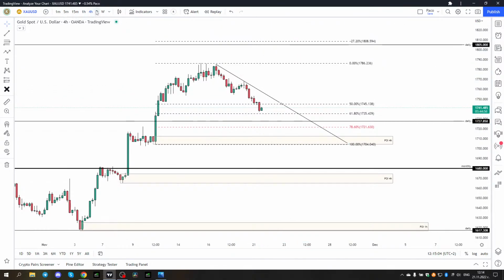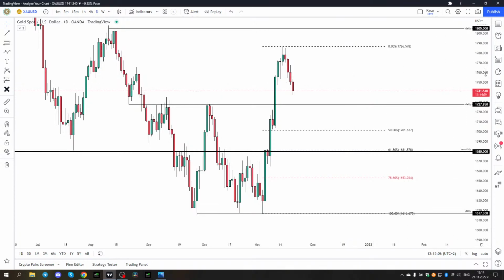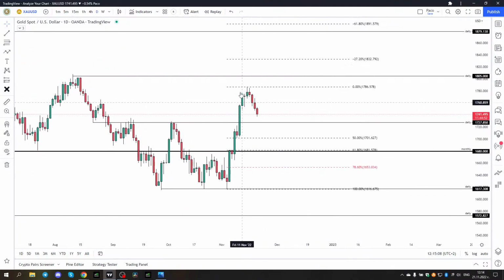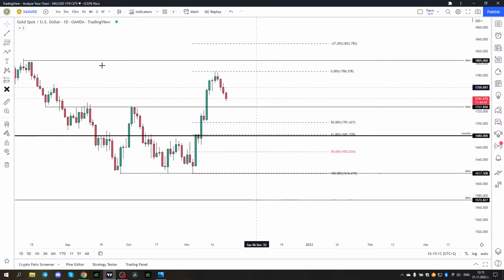First, let's take a look on a daily time frame. You can see the strong impulse wave, and now the gold is making a retracement. It is possible that it can go deeper to the level 50 or 61.8, and from here to see new bullish impulse wave. This is on daily time frame.